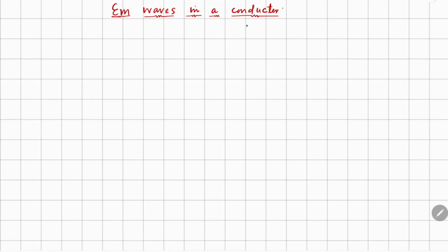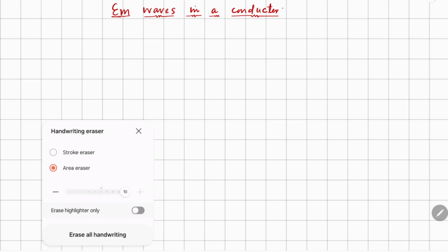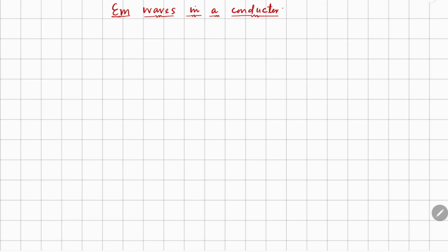Hi everyone, welcome back. In this video, we are going to start a very important topic of the EM waves, which is EM waves in a conductor. Basically, in the previous videos, what we did was EM waves in vacuum, then we did EM waves in dielectrics, and now it's time to move on to this topic of EM waves in a conductor.